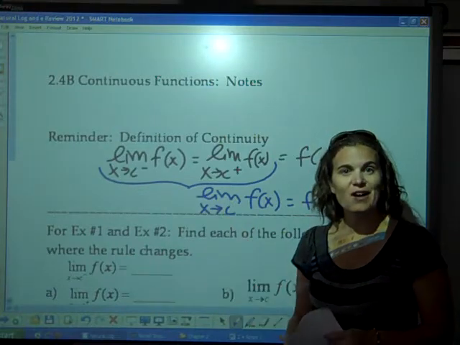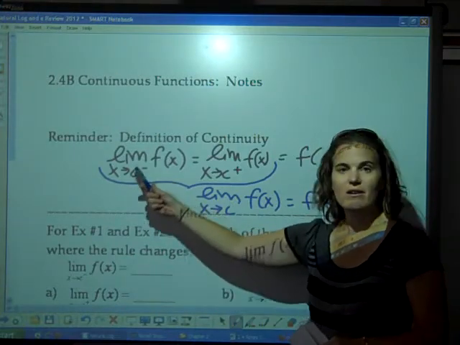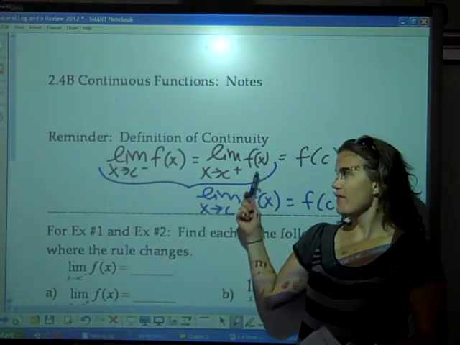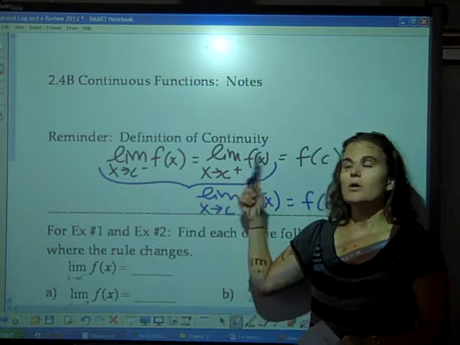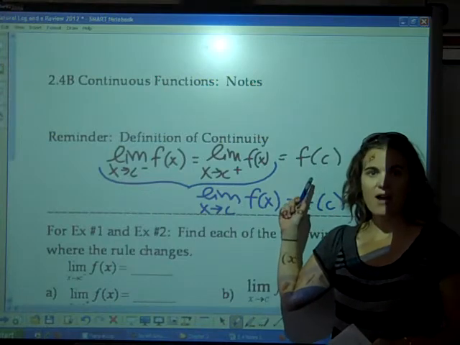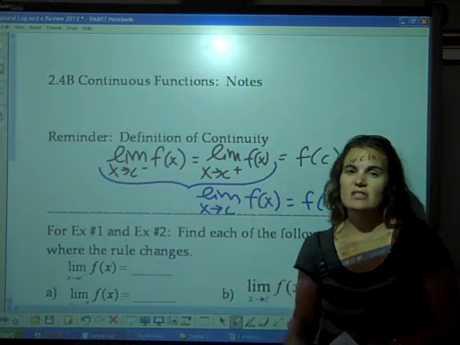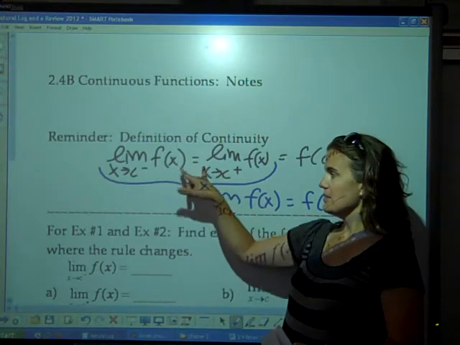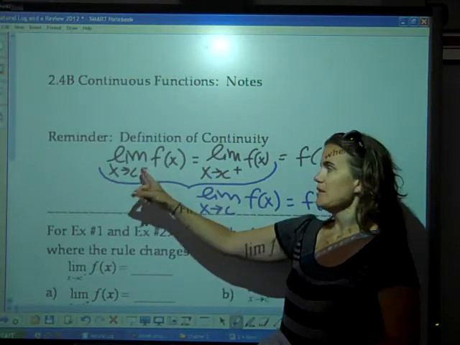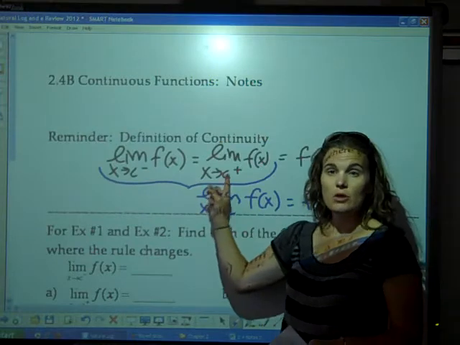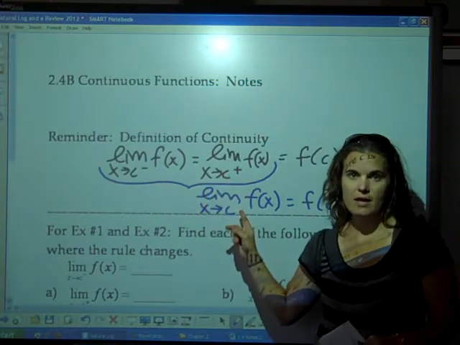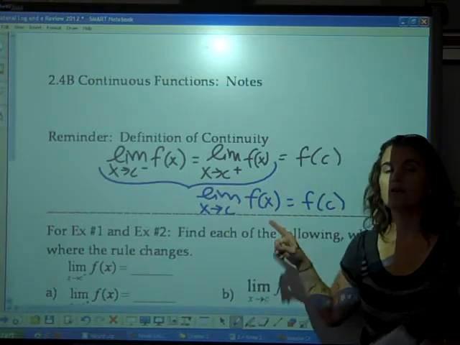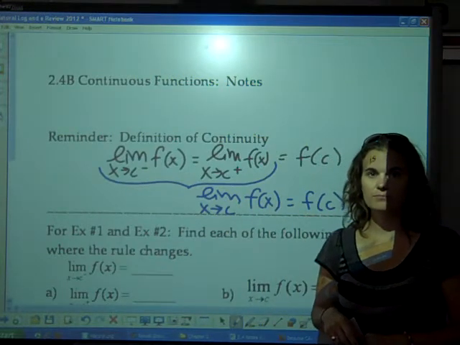Reminder of the definition of continuity: as long as the limit of f of x as we approach c from the left equals the limit of f of x as we approach c from the right equals the value sitting there, f of c, that would mean that the function is continuous at x equals c. Remember, we can condense these two statements into a single statement. As long as the limit from the left equals the limit from the right, we know that there will be a limit as we approach that c value. So as long as the limit equals the output, we know we have a nice continuous function.